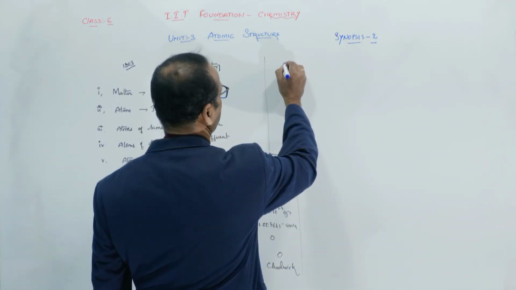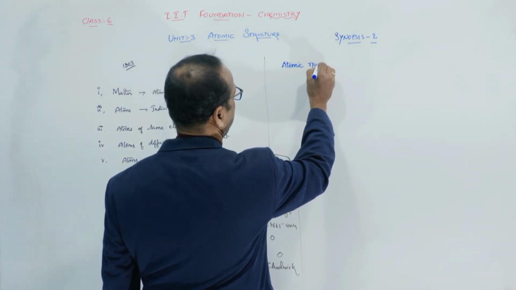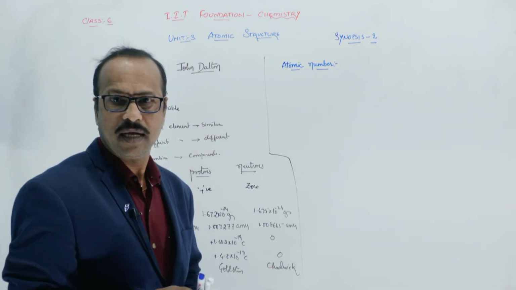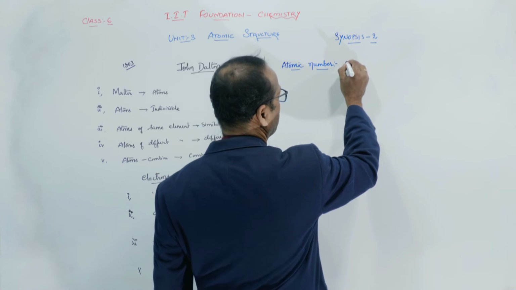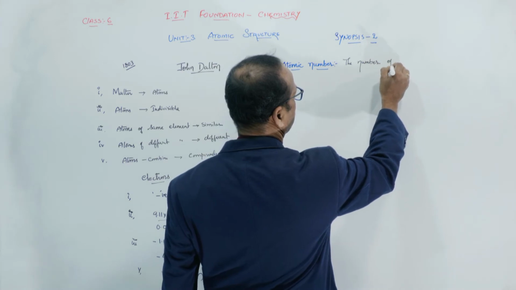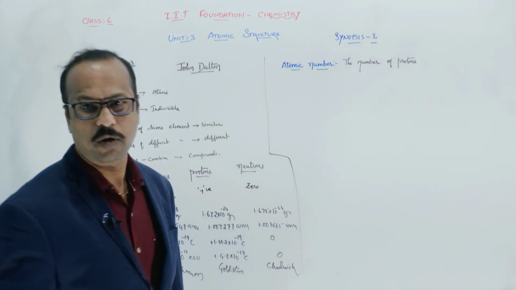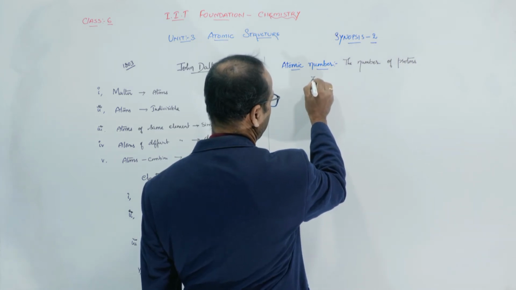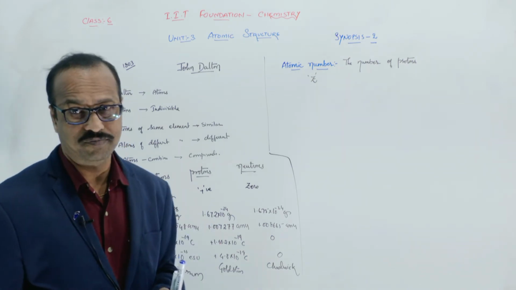So first we see atomic number. Atomic number means the number of protons present in the nucleus of an atom. Anything you can write, no problem, but that represents the protons. The number of protons in an atom is called the atomic number, and atomic number is denoted by Z.